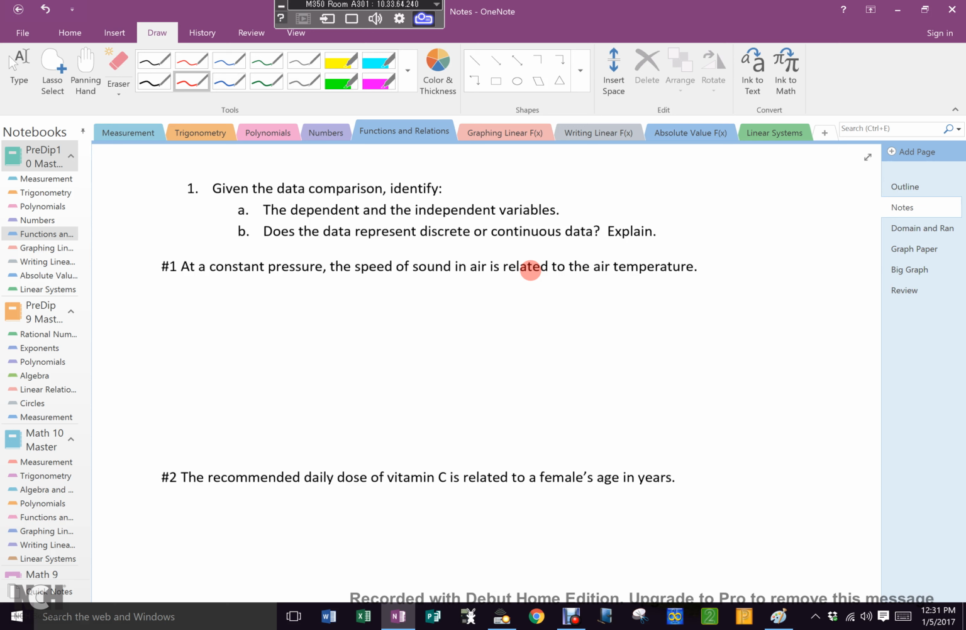So, independent would be... At a constant pressure, speed of sound in air is related to... But it's related to the air pressure. No, the pressure doesn't really have anything to do with it though. It's just a saying at a constant pressure. Meaning it's a line graph, meaning it's going to be discrete, no, continuous. It'll be continuous.